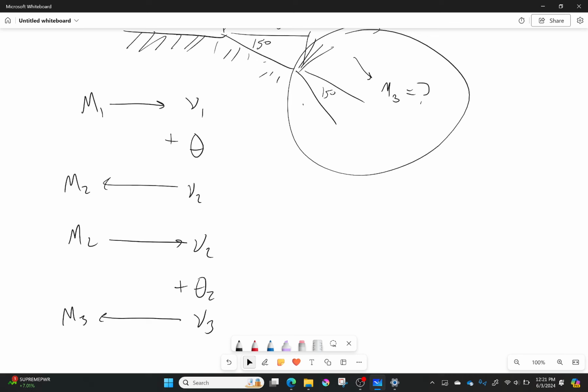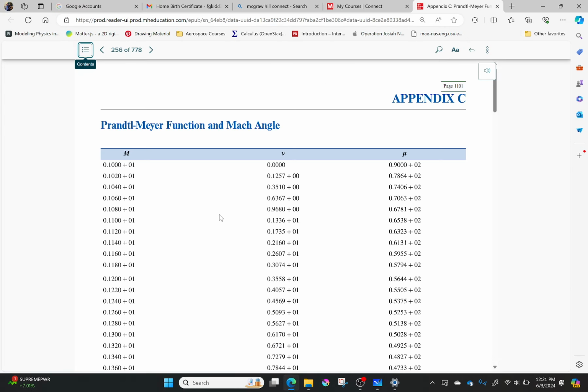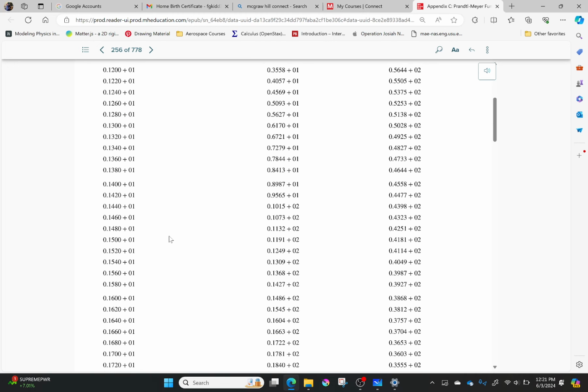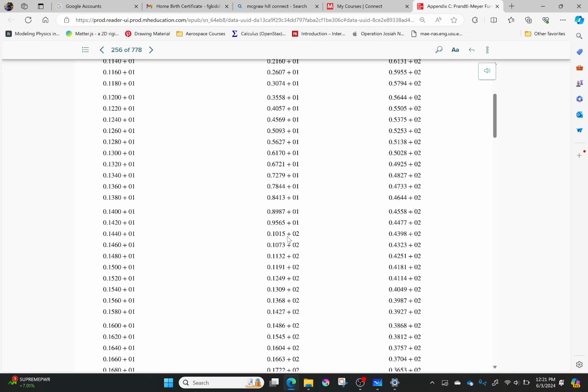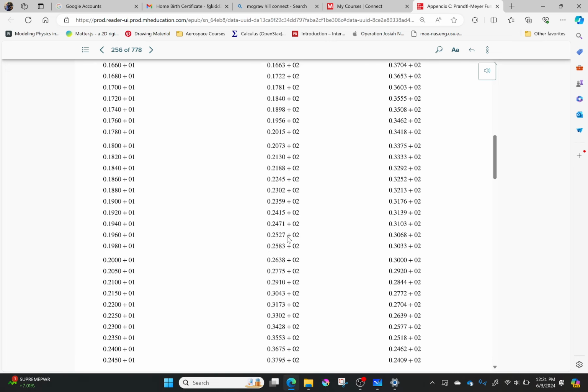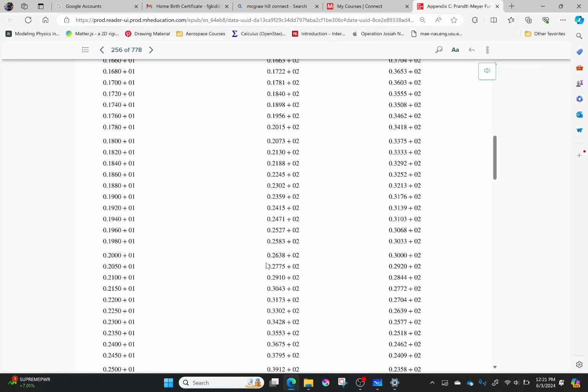So my first Mach number is 2.0. I'm going to jump to the tables. These are in your book. We'll look for Mach number of 2. And my Prandtl-Meyer function is on the third column, not the second. Or sorry, second column. Ooh, good thing I checked. Not the third. There we go, second column. So I get Mach 2. I have 26.38 degrees. Okay, so I see that right there.